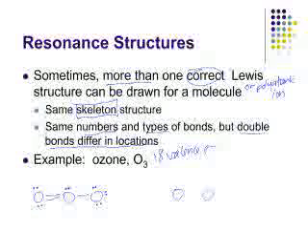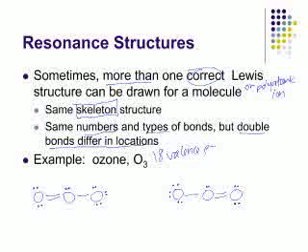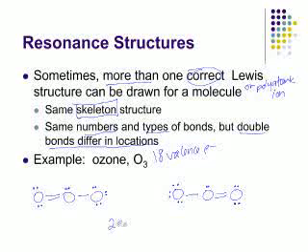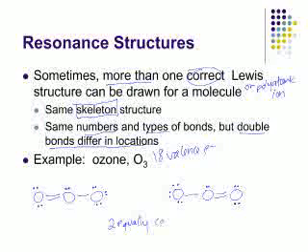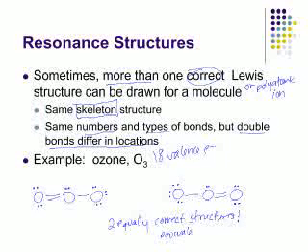However, I could also draw the double bond on the right. And I can go ahead and put all my lone pair electrons in. And this is also an equally correct structure. There's no reason to favor one of them over the other. They're equivalent. Yes, the location of the double bond is in different places, but except for that, they are completely equivalent.